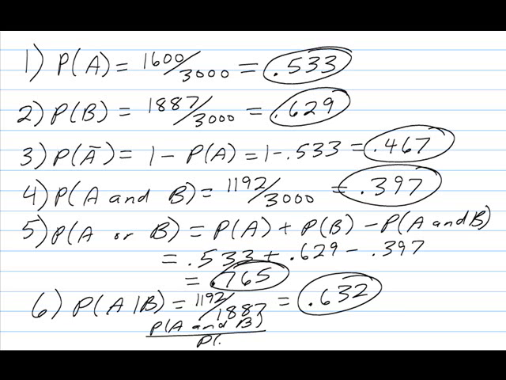If you prefer, you can use the conditional probability rule, which says the probability of A and B over the probability of B. So the probability of A and B is 0.397. You might get a slight bit of rounding error if you divide this, but it'll be basically the same thing, divided by 0.629. You should get the same thing if you use the complement rule. It doesn't really matter which way you do it, and as long as you use the correct procedure, I don't really care which procedure you use.